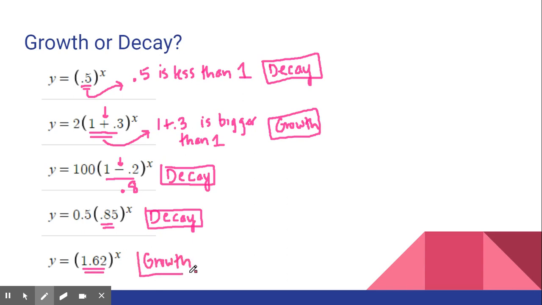So notice the initial amount, which in this case is a 1, this one's a 2, 100, 0.5, and this is a 1. The initial amount does not matter at all. All that matters for growth and decay is what number you're raising to the exponent. If that is bigger than 1, that is growth. If that's less than 1, that will be decay. We'll take a look at this in more depth in the upcoming days.